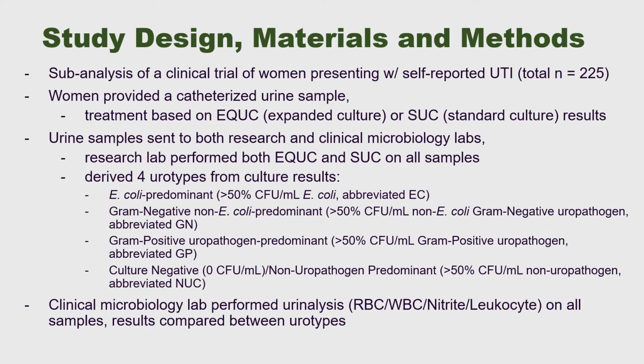In the research lab, both expanded and standard culture were performed on all samples, and 4 urotypes were derived from expanded culture results. These were E. coli predominant, gram-negative non-E. coli uropathogen predominant, gram-positive uropathogen predominant, and culture-negative or non-uropathogen predominant. In addition, the clinical microbiology lab performed urinalysis for red blood cell counts, white blood cell counts, nitrite and leukocyte positivity on all samples, which we then compared between urotypes.